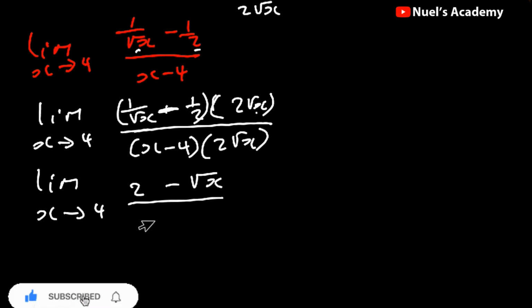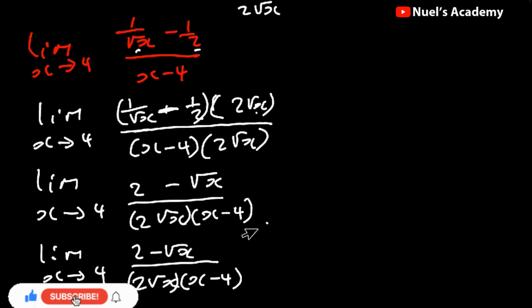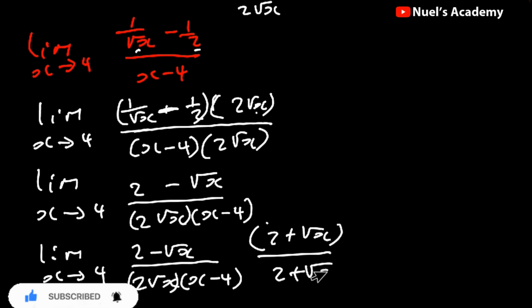Then this will be over, for the denominator, we have 2 root x times x minus 4. So then we have limit as x approaches 4. The next thing we're going to do is multiply the numerator and the denominator by the conjugate of the numerator. So we have 2 minus root x over 2 root x multiplied by x minus 4. Then we have 2 plus root x over 2 plus root x.